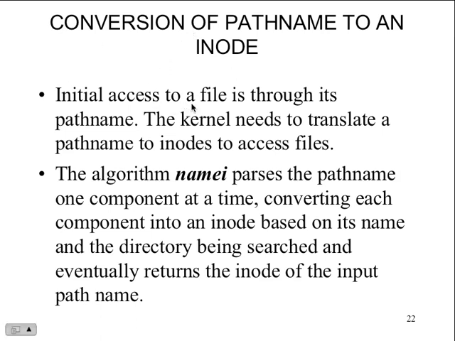So the initial access path to a file is through its path name that we're all familiar with, you know, my documents/resume.doc or whatever we want to call it. And then the kernel translates that into the inodes to access the files, which is how the file system is actually working. So namei is the algorithm that takes the path name, one component at a time, converting the path into the inodes based on its name and the directory.